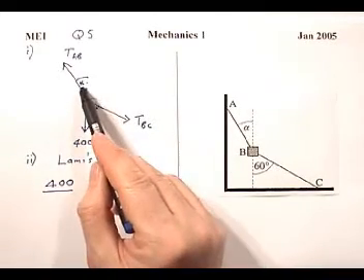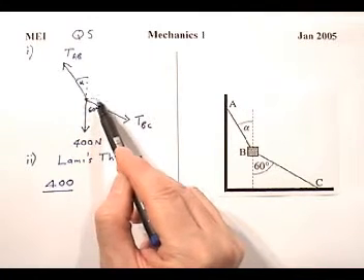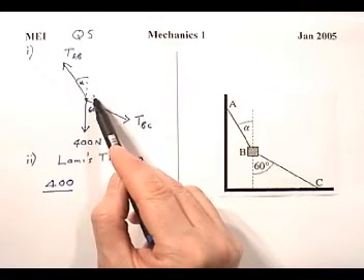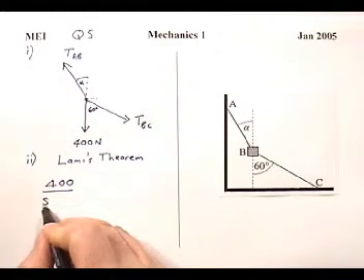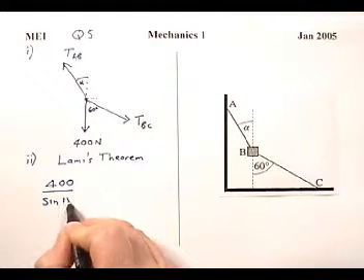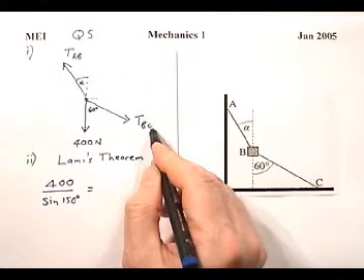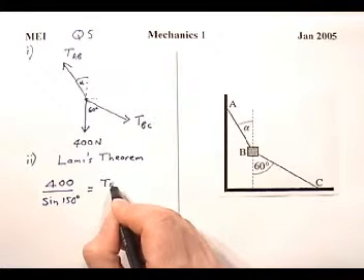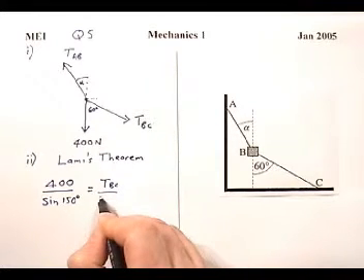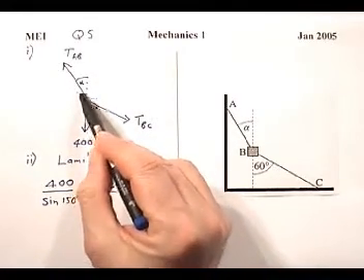This has now been fixed at 30. We have a right angle there, and if this is 60, there's another 30 degrees there. So we have two 30s and a right angle making 150 degrees in total. So it's 400 over sine 150 degrees is equal to TBC over the sine of the angle opposite TBC.